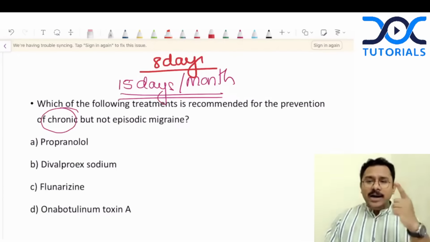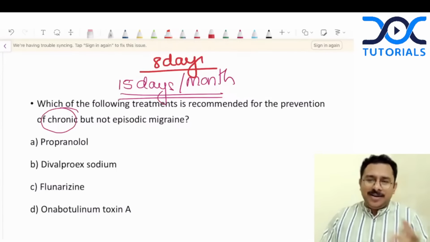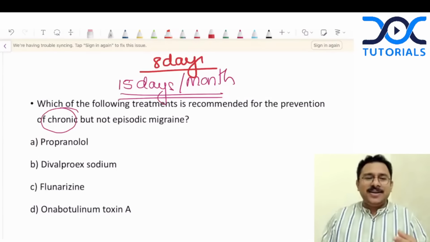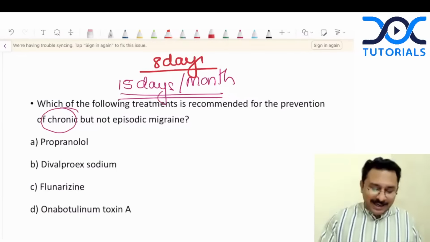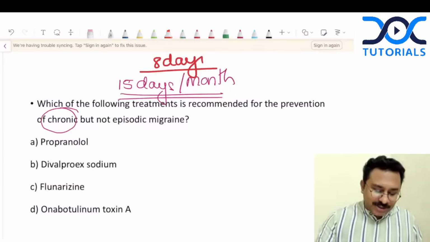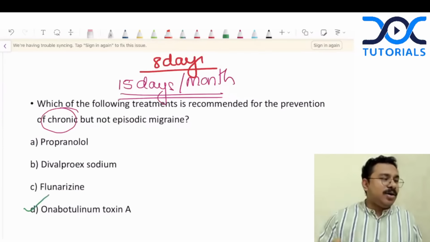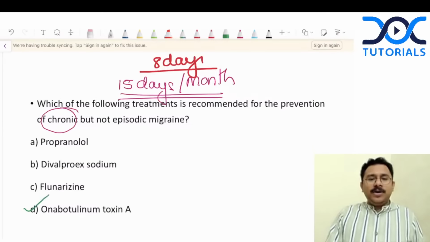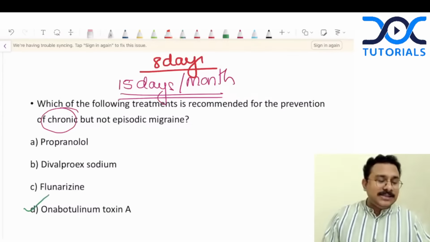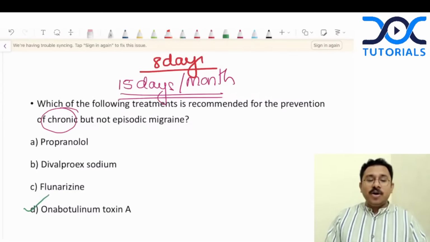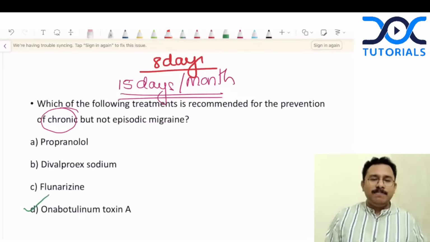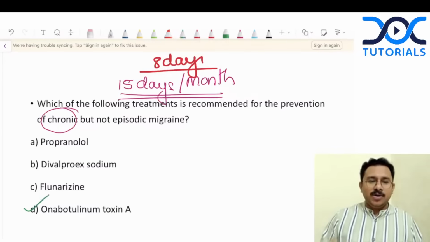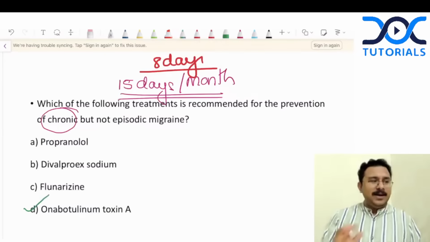Now, which is one important drug, which is the administration that you give as injection, right? So which is the one that is given for the prevention of chronic migraine? It is your botulinum toxin injection. Botulinum toxin A. Botulinum toxin A is recommended for the prevention of chronic but not episodic migraine. Okay, not episodic migraine. That's it.